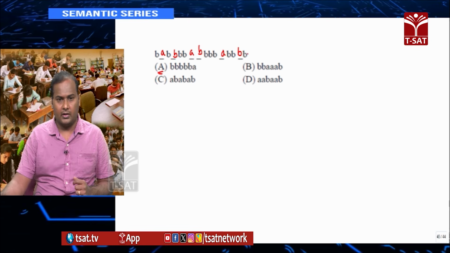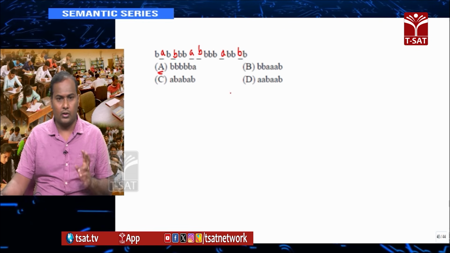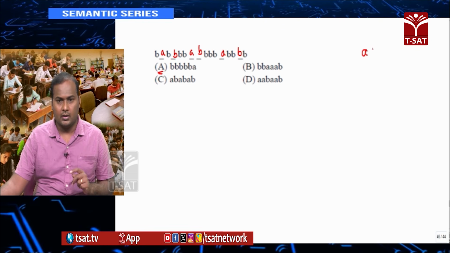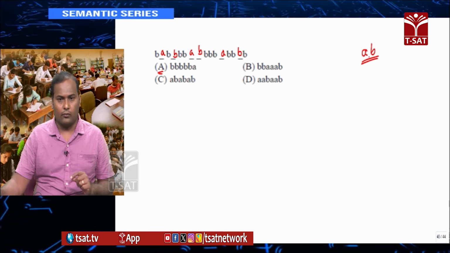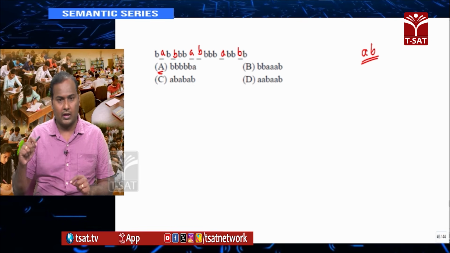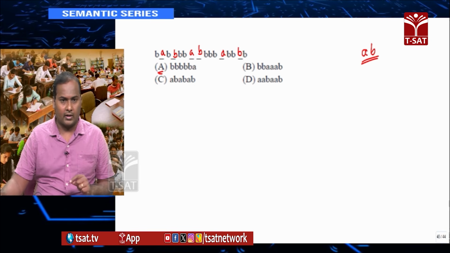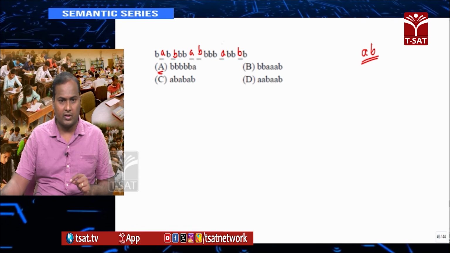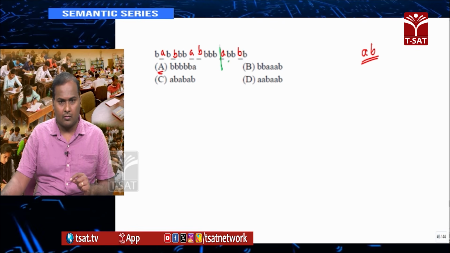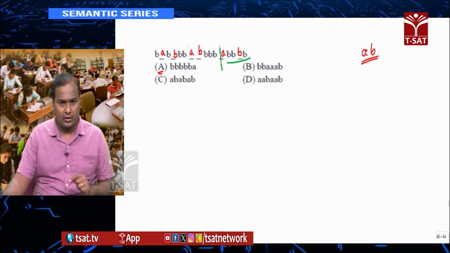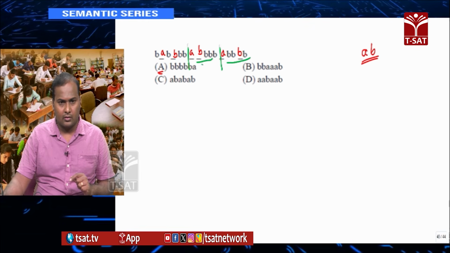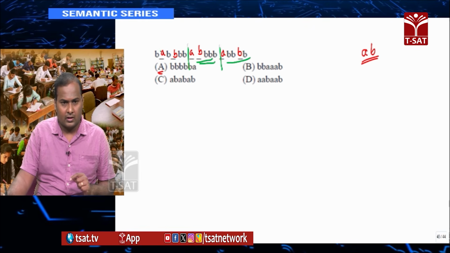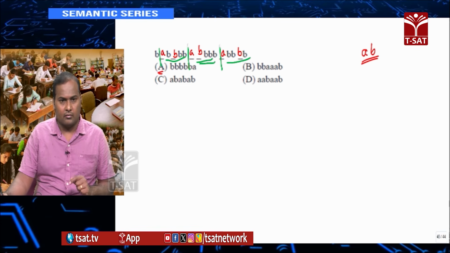The moment you fill it, you come to know that it's only two letters. What are the two letters? A and B. And now with these two letters, we can find out how the examiner is repeating the question. See here. A followed by 4 B's. Here also A, then followed by 4 B's. Here also A, again followed by 4 B's.